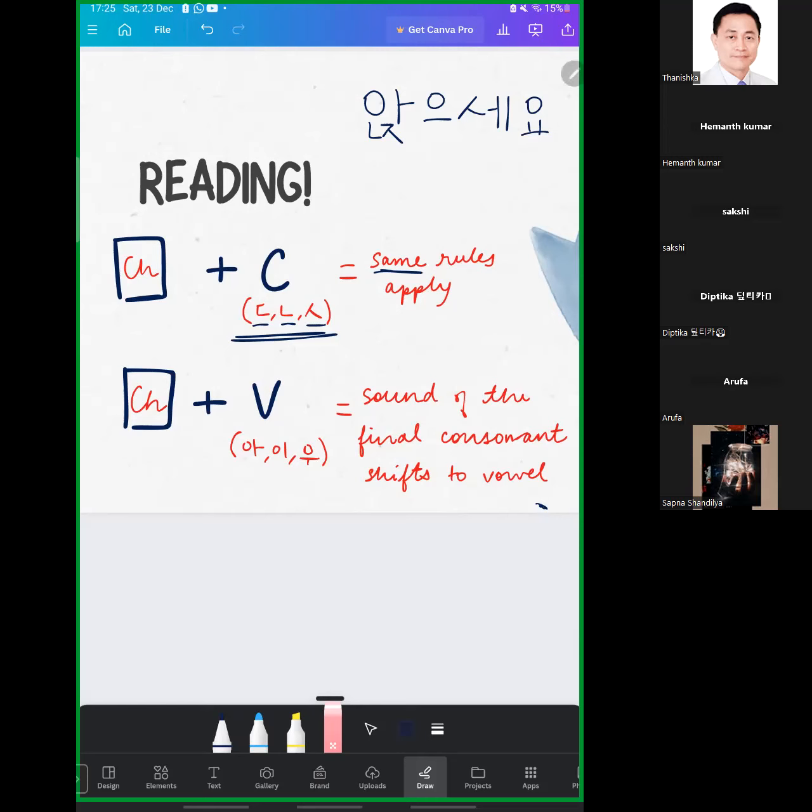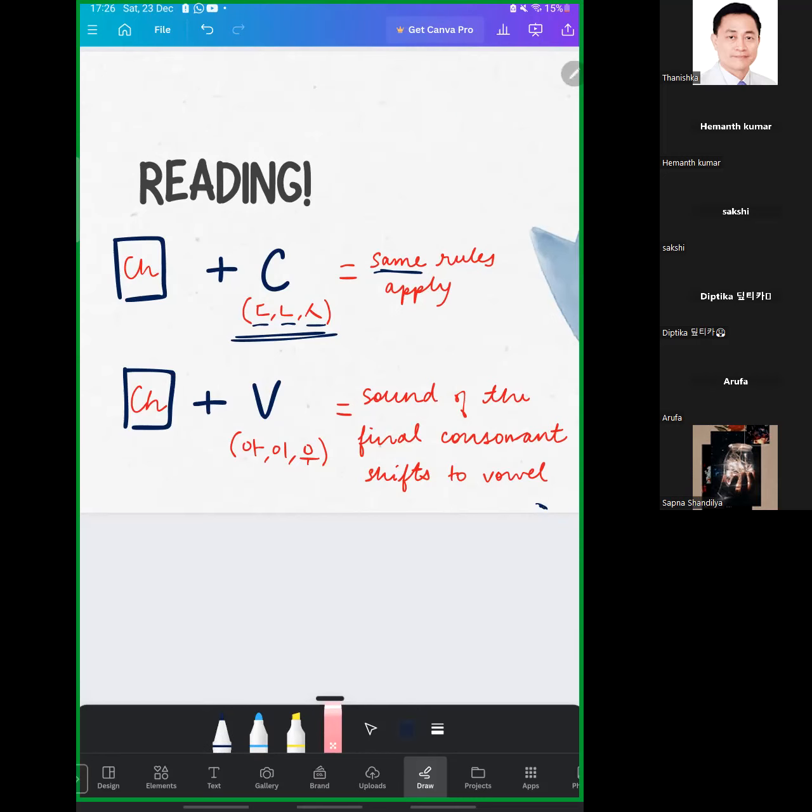Now a very casual way of saying it to your friend would be just like this: 앉아. 앉아. 그냥 앉아. Just take a seat, just sit down. Okay? So now did you all understand how the reading works when you see these double consonants? Yes, ma'am.